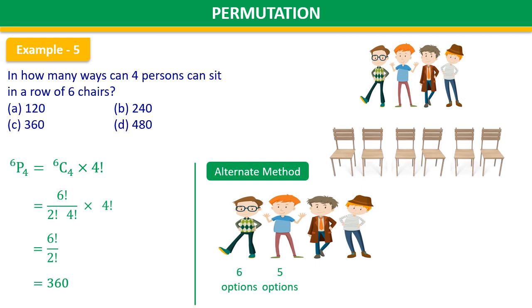Now the third person comes. How many chairs are vacant for him? He has 4 options to select from. And when the fourth person comes, now there are only 3 vacant chairs out of which he has to select any one. So there are 3 options left for the last person. So the total number of ways in which these persons can occupy the chairs is 6 into 5 into 4 into 3, which comes out to be 360. Well, it's up to you which method you go for.